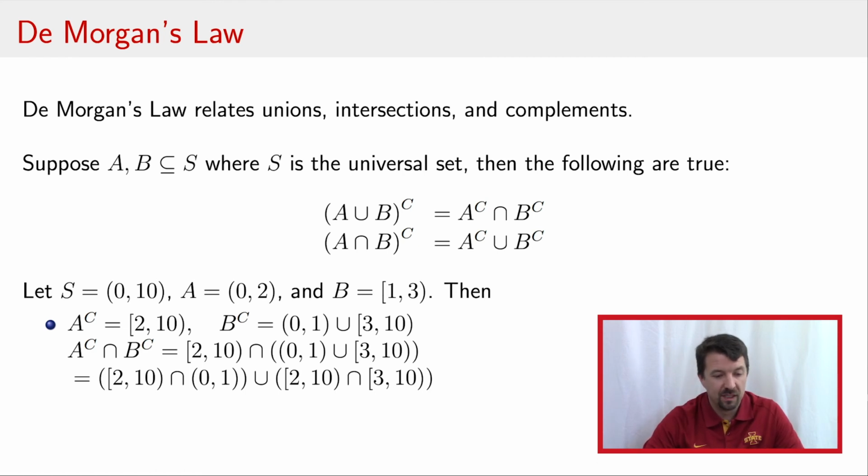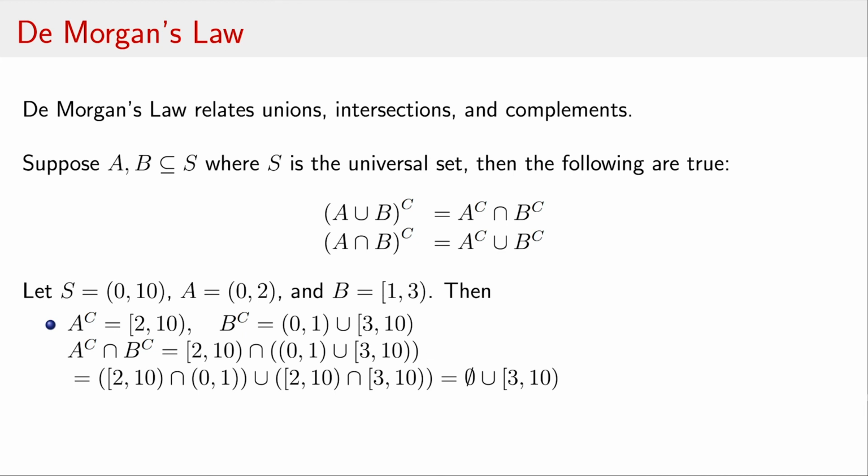Okay, so let's see. The first part, we have (2, 10] intersection [0, 1). Well, there are no elements that are in both of those sets, so the intersection there is going to be empty. The second intersection, we have (2, 10] intersection [3, 10]. The only elements that are common to both those sets are the interval [3, 10], including the endpoint 3. All right, not too bad. We have the empty set and we have the half open interval [3, 10]. And the last step here is to take their union. But if we take the union of something with the empty set, we just get back the original. So we have the half open interval [3, 10] that includes the endpoint 3. Whew, that was a lot of work.